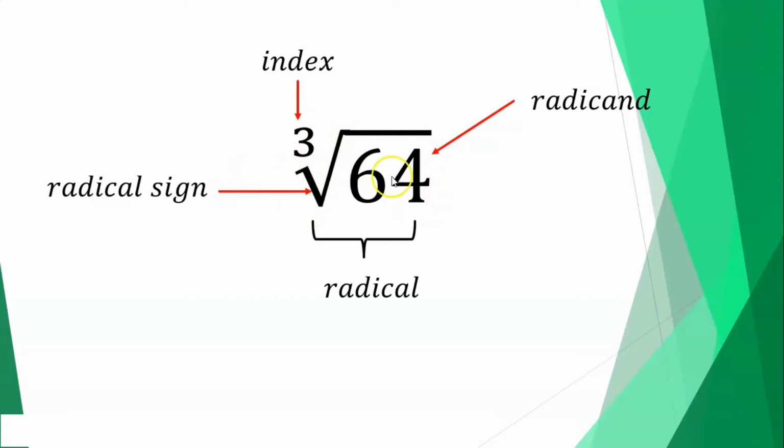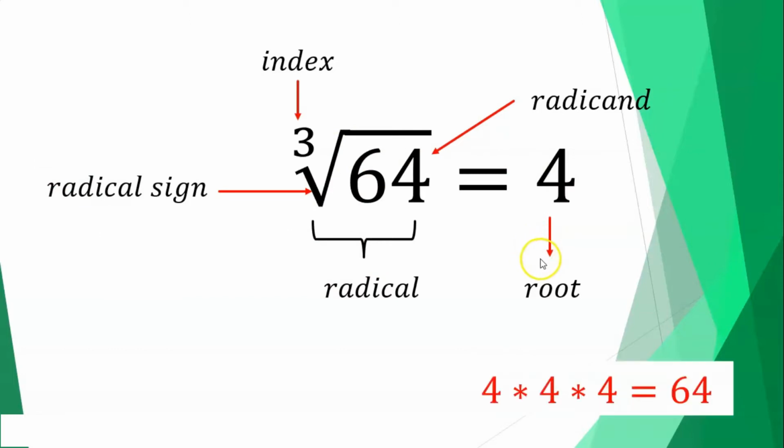Now when you simplify this further, the cube root of 64, the result here is 4. This 4 here is considered as the root. Now the root relates with the radicand by multiplying by itself by the number of times equivalent to the index. So since the index here is 3, we need to multiply 4 by 3 times. 4 times 4 times 4, so therefore it is 64.